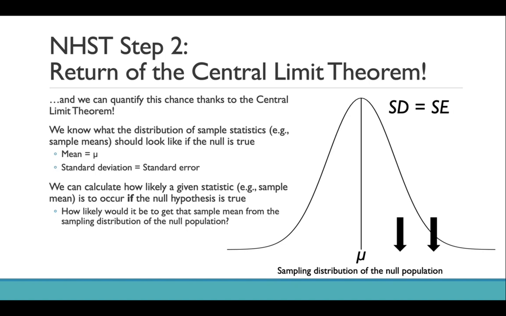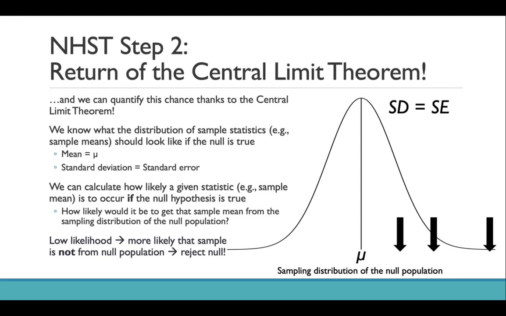Now say our sample statistic fell out here. Well, that's less likely to occur if the null hypothesis is true. And what if our sample statistic is way out here? That seems extremely unlikely to occur if the null is true. The key idea here is that the lower the likelihood of a given statistic occurring if the null is true, the more likely that that sample is not from the null population, which suggests that we should reject the null hypothesis.